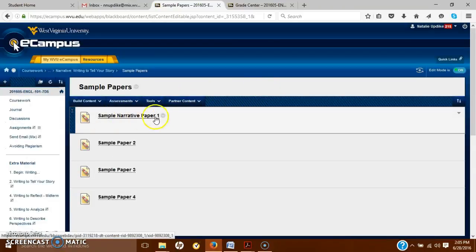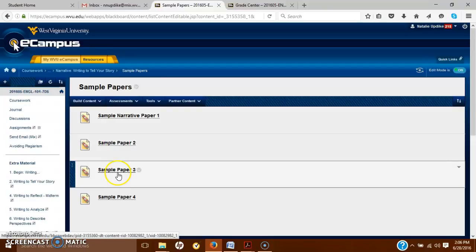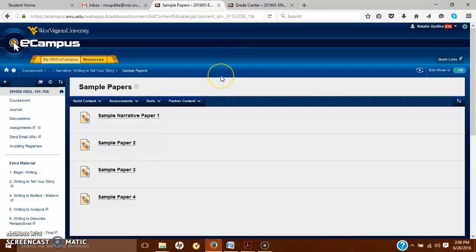And this first one is the one that I required you all to read. You do not need to read 2, 3, and 4. You can, however, if you want. Okay, they are all good examples of the narrative paper. They're all doing different things well.